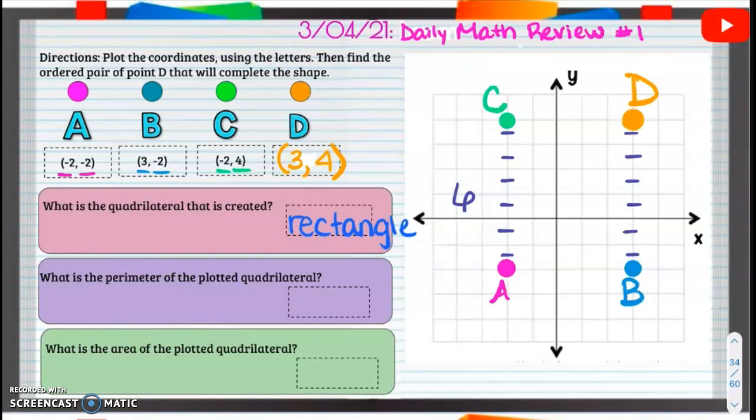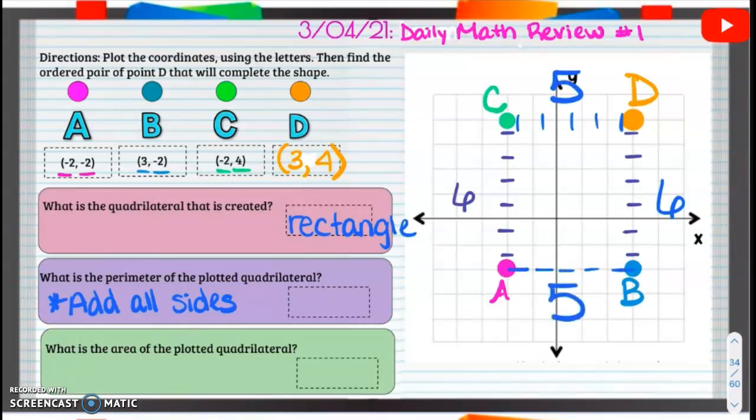All right, now the perimeter. So the perimeter is outside. Add all the sides. Well, we know that this side was 6. So this side is also 6. Let's see. 1, 2, 3, 4, 5. Top is 5. So this should be 1, 2, 3, 4, 5. So now we have 5 plus 5 plus 6 plus 6. Then you'll get 5 and 10, and then 15, 20, 21, 22. So you should get 22 units.